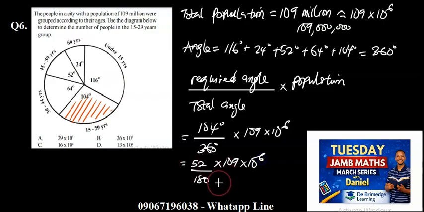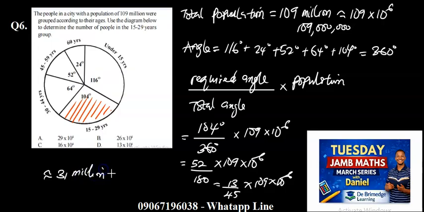If you take this further, this is reduced to 13 over 45 times 109 times 10 to the power 6. Once you do this, the total number that we get is around 31. This should give you approximately 31 million, 31 point something million people.